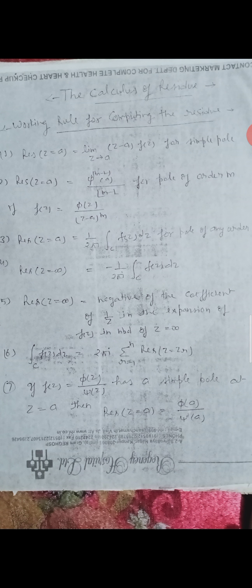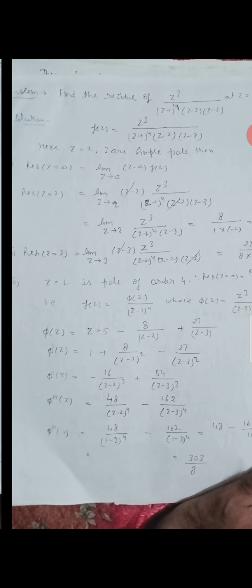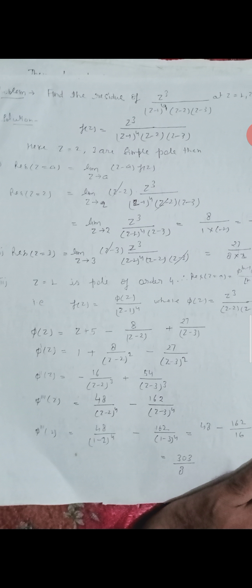Now we see the problem. Find the residue of z cube upon (z − 1) to the power 4 (z − 2)(z − 3) at z = 1, 2, 3.